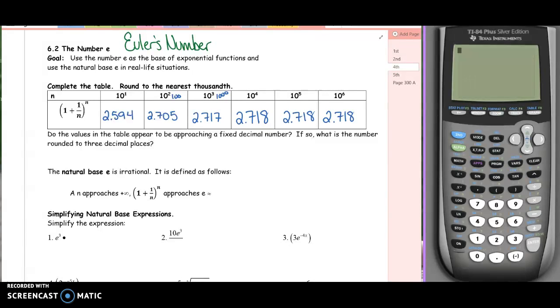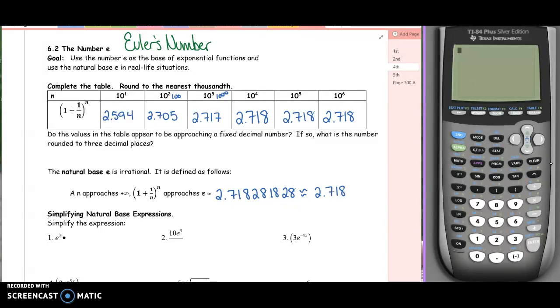So the numbers are getting bigger until you get to about 2.718. Do you see how it kind of levels off around 2.718? 2.718 is what we use for Euler's number. The true Euler's number is approximated as 2.718281828, and that pattern continues. So we use approximately 2.718 to estimate Euler's number, E.